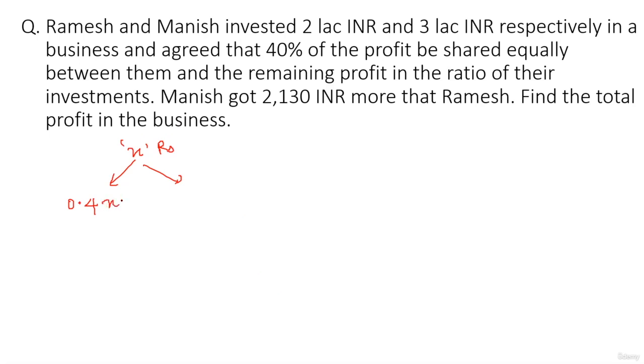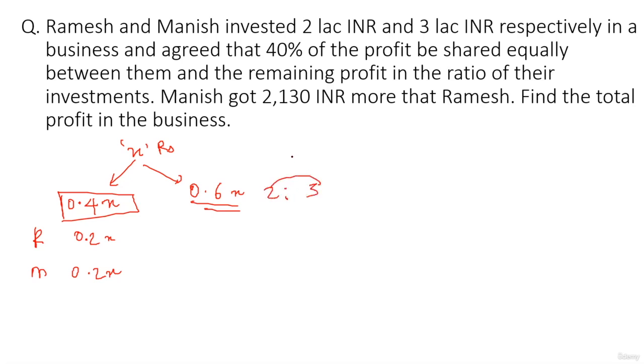We'll discuss this in detail when we study percentages, of course. And the remaining 60% is 0.6X. Now the 40% they divide equally, so Ramesh and Manish both of them will receive half of it, 0.2x each. And for the remaining 60%, which is 0.6x, they will divide in the ratio of their investment, 2:3.